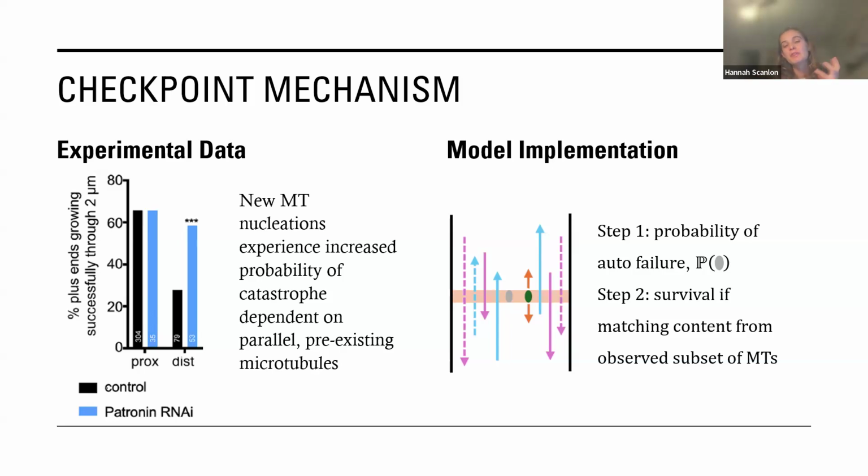So we identified with this mechanism development that there's actually probably more going on in this mechanism than our biologists originally believed. That there's this automatic chance of failure, and then there's this survival that's based on a subset of local microtubules.